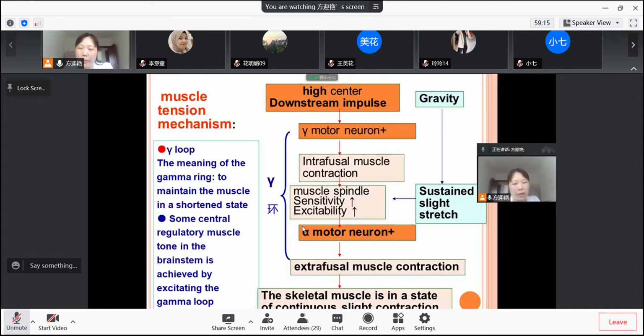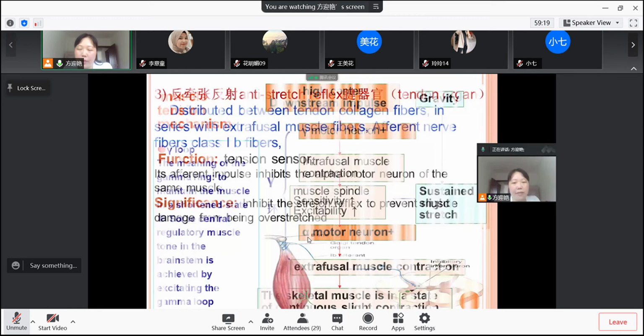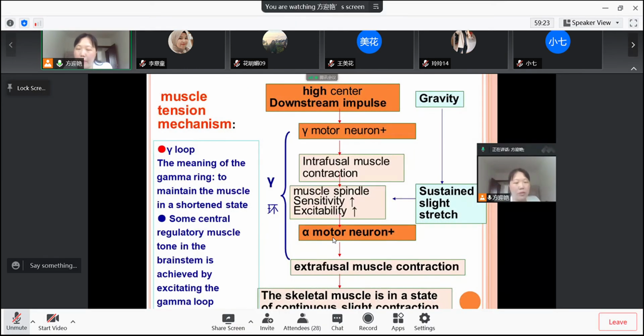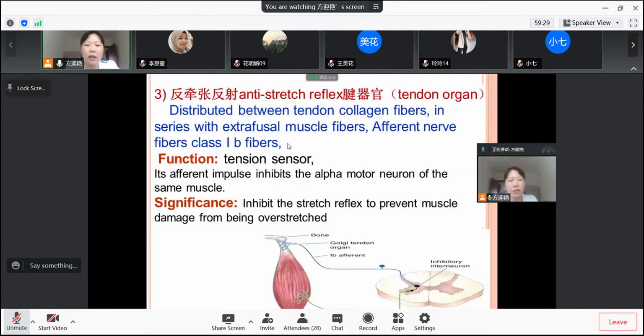This is a major point, a major rule. And then this week, majorly, the stretch reflex. I hope you master that. And here is another one, the anti-stretch reflex.